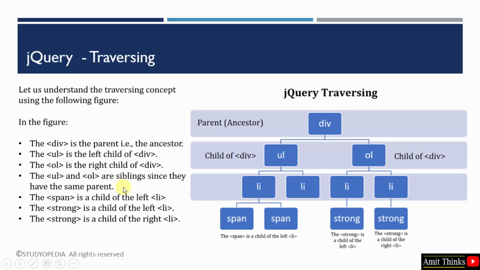So I have explained the same concept here. Now we will see some examples so that we can find the ancestor of an element, a descendant of an element, or siblings. jQuery has provided some awesome built-in methods to ease your work. We will see all these examples in the next lecture. Thank you for watching the video.